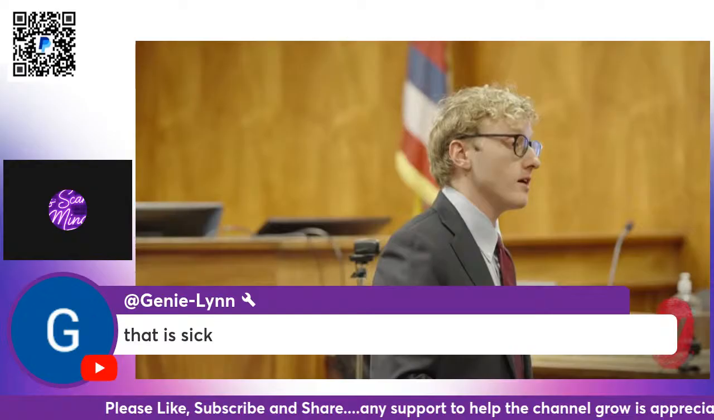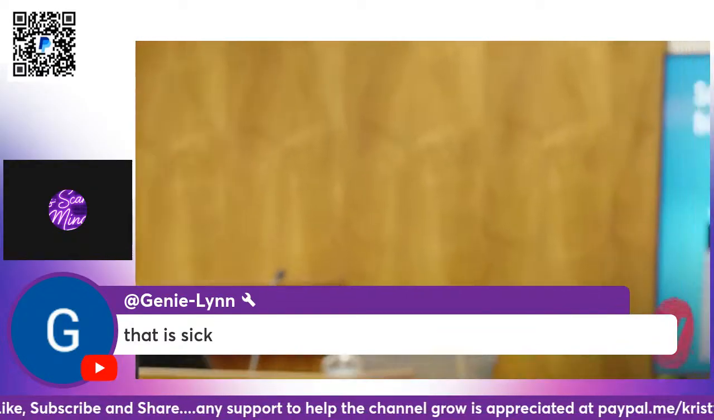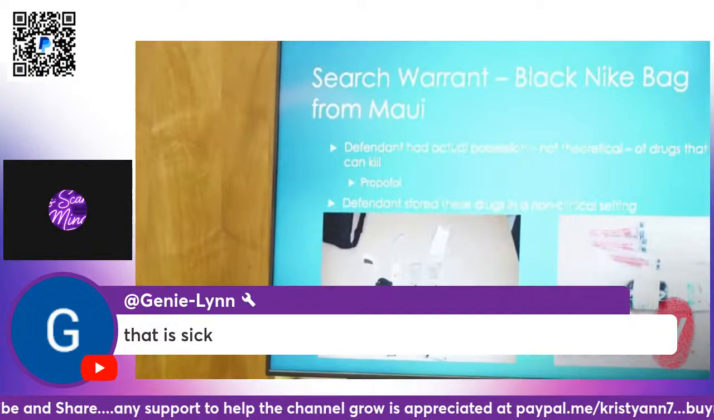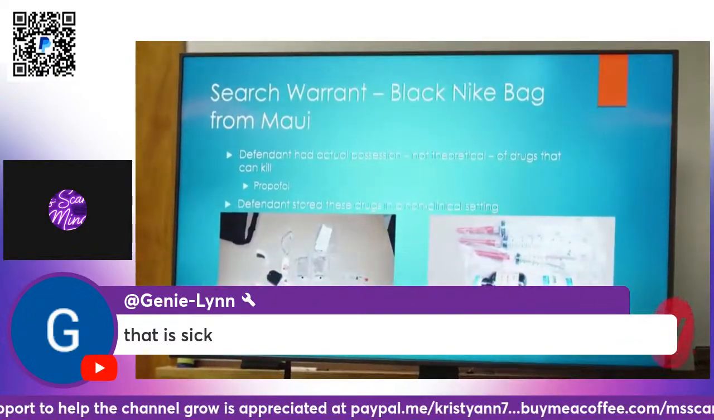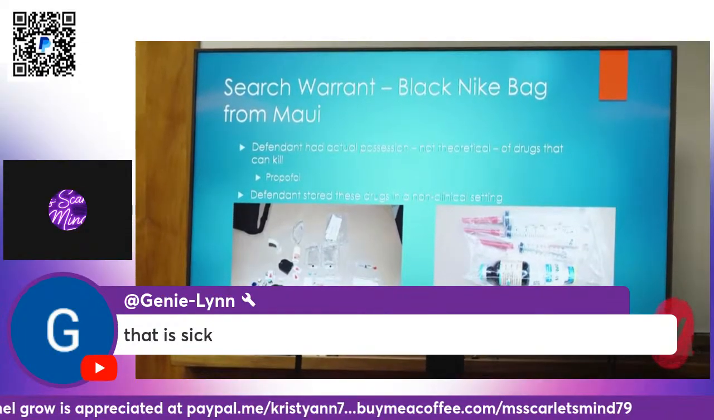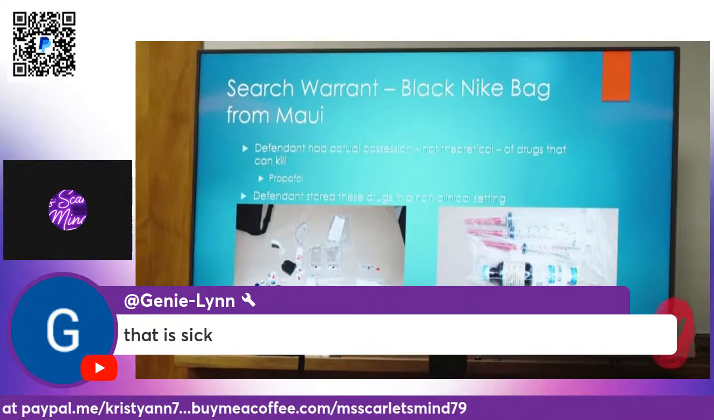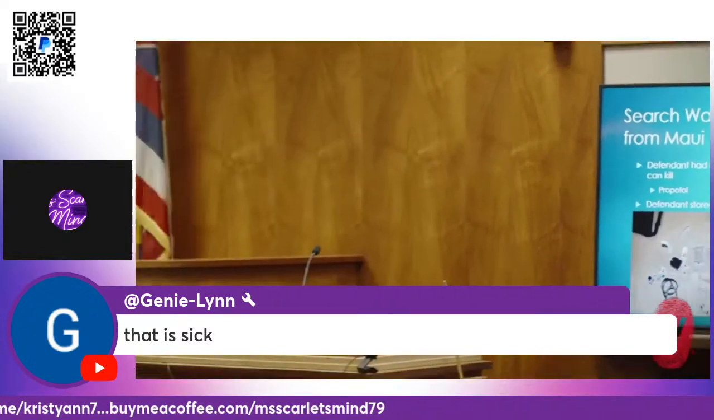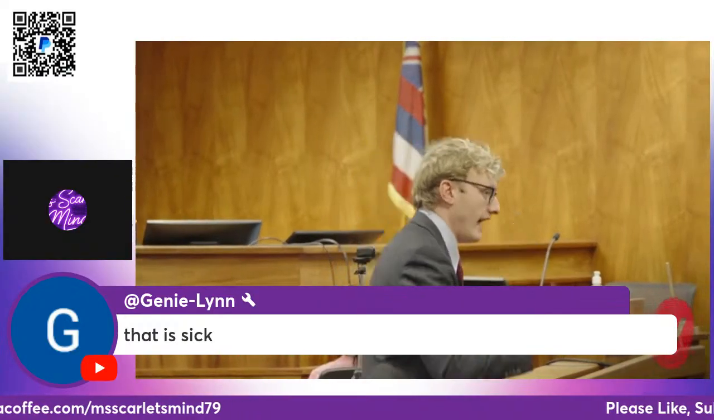The search warrant of defendant's work bag on Maui corroborates Ariel's statement. It shows clearly, conclusively, that defendant had actual possession. Not some sort of theoretical, oh, he's a doctor, he can get this stuff. No, he had actual possession of syringes, he had actual possession of vials, he had actual possession of drugs that can kill. This isn't some, he could have gotten them, he had them.